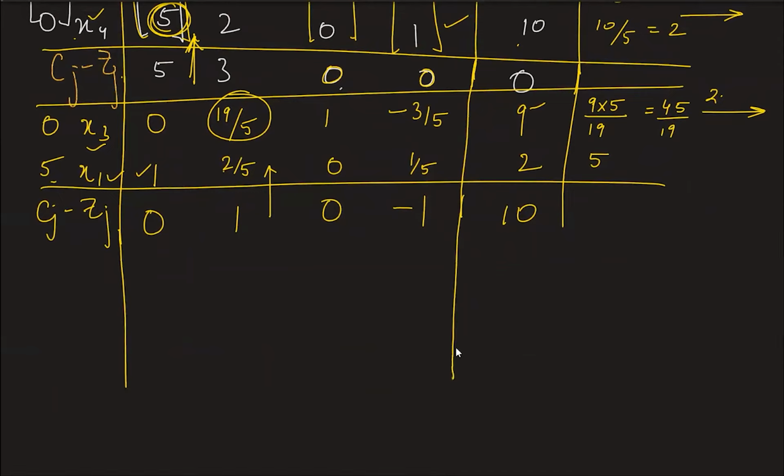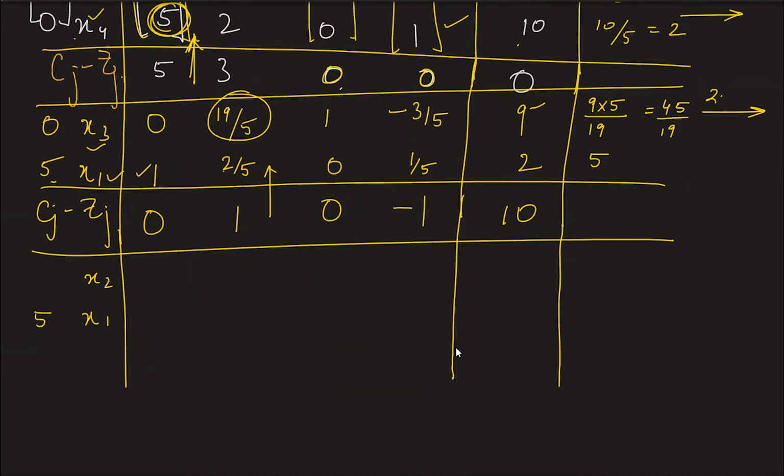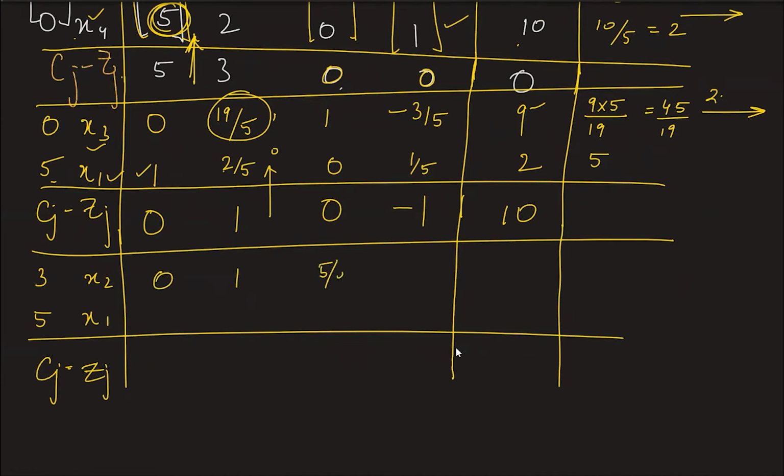Now we've come to the third iteration of the simplex algorithm. And again, the aim is to make this 1 and 0. But how do we do that? So we make it 1 by dividing the whole row by 19 by 5. So that becomes 0, 1, 5 by 19. This becomes minus 3 by 19. This becomes 45 by 19.